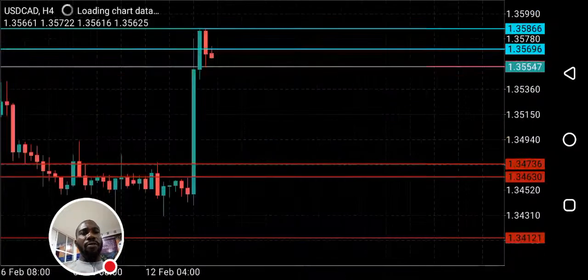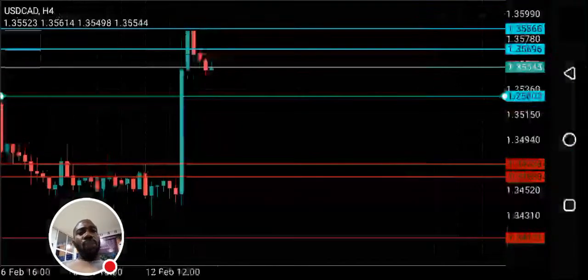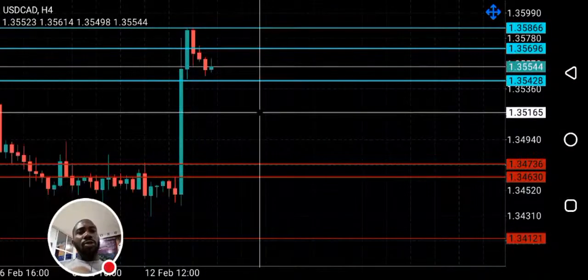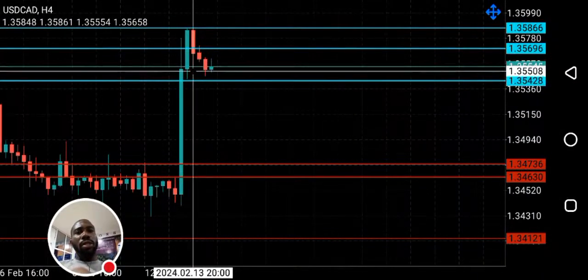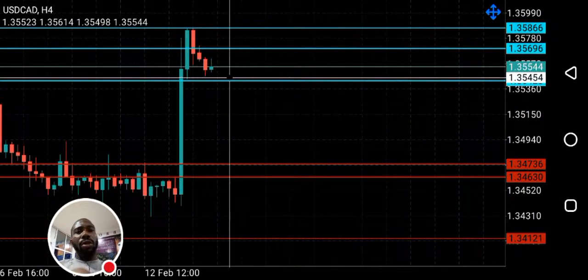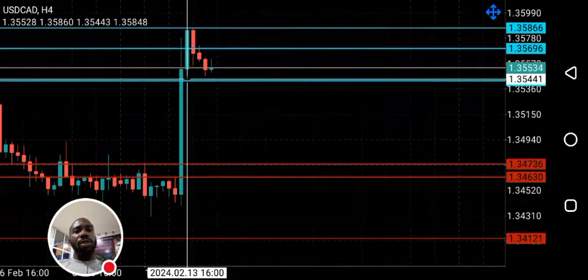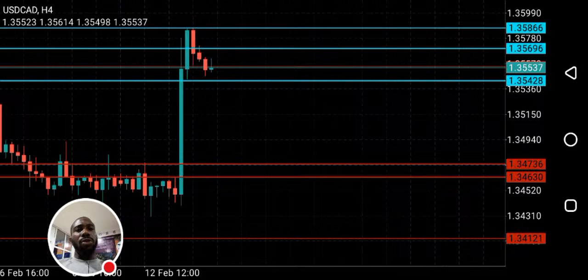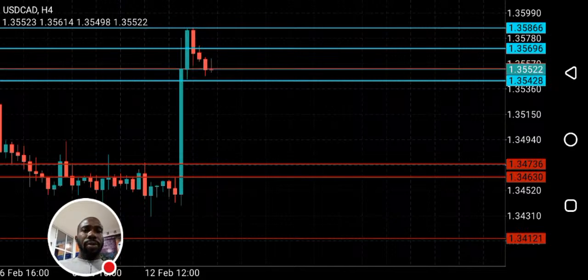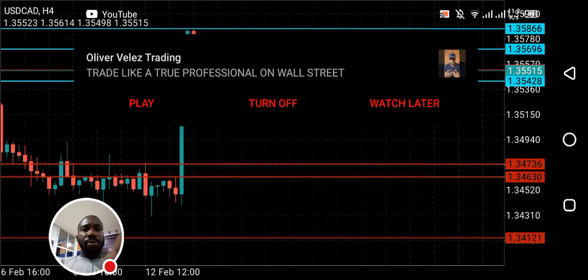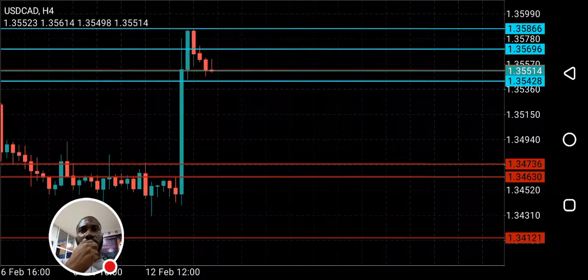Let's see what we have on the 4 hour. So you could patiently wait. If you want to sell USD CAD, wait for a bearish candle to close below this 4 hour bullish candle. Wait for a candle to close below the low of this candle before you execute a sell trade on USD CAD. Wait for a 4 hour candle to close below that level before you sell. I hope that is clear.